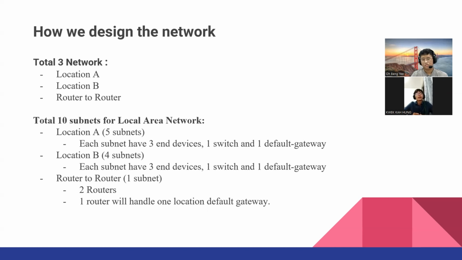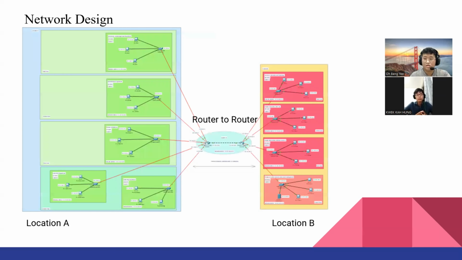And lastly, the last subnet is the router to router, which consists of 2 routers, and each router will handle 1 location's default gateway, which means one router will handle all default gateways from location A, and the other one will handle those from location B. Next slide.